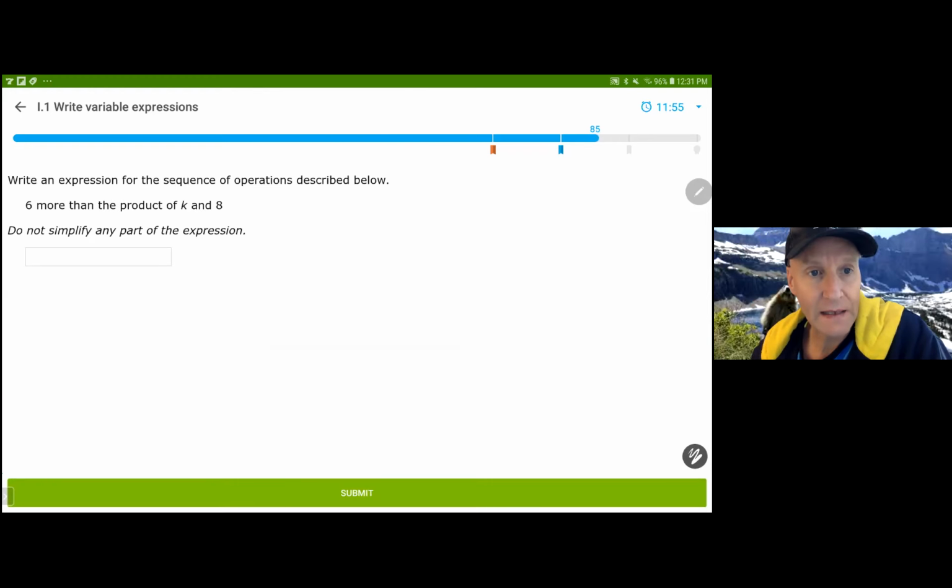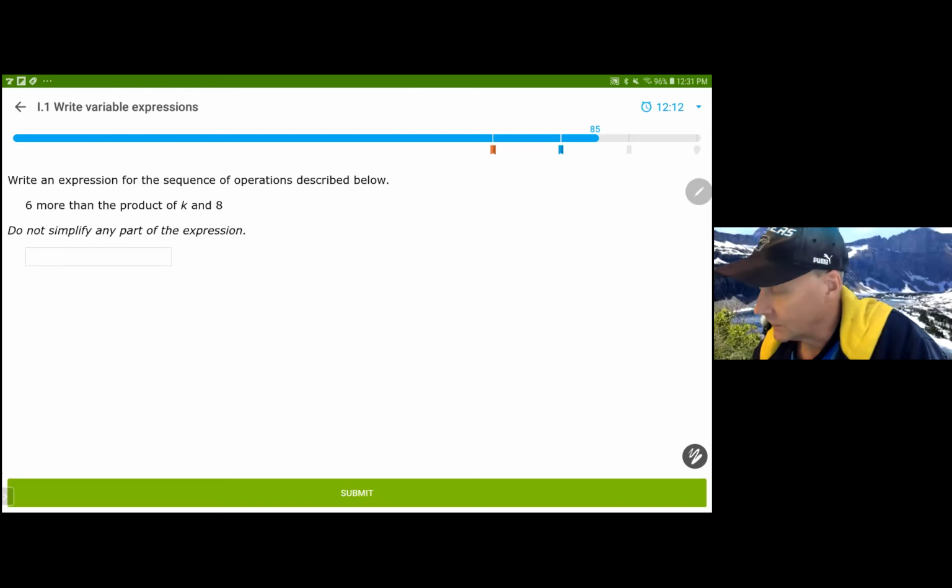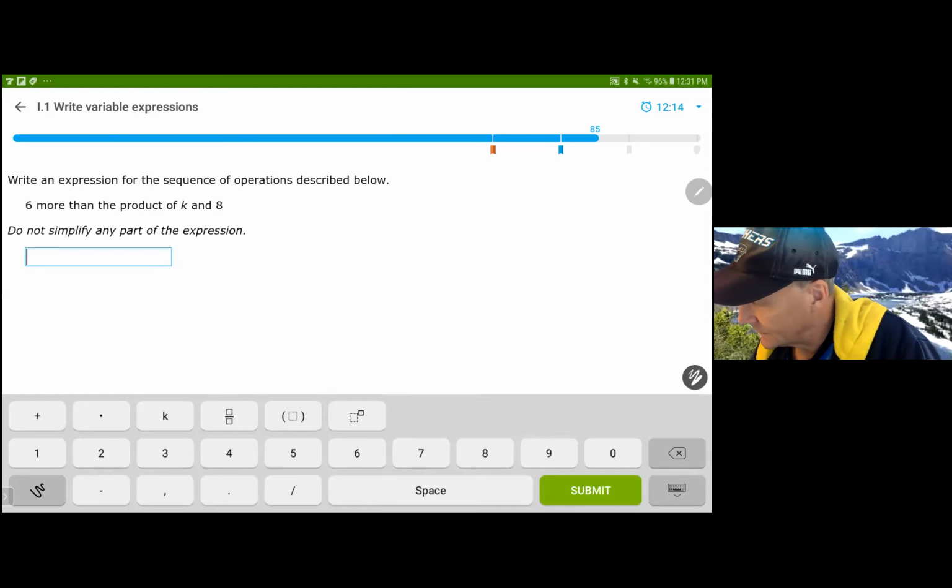6 more than the product of K and 8. I really wish that IXL would not count it correct if you do it out of order, because it really says that you're taking the product of K and 8 and you're multiplying them together, and then you're adding 6 more to it. So this literally says K times 8, my bad. Let's see.